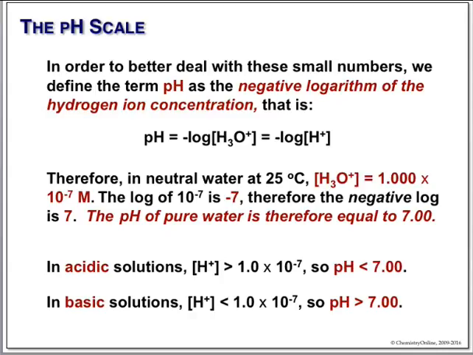If we have less than 10 to the minus 7, our pH will be greater than 7, and that's a basic solution. Simple thing to remember: if the pH is less than 7, it's acidic. If it's more than 7, it's basic. If it's exactly 7, it's neutral.